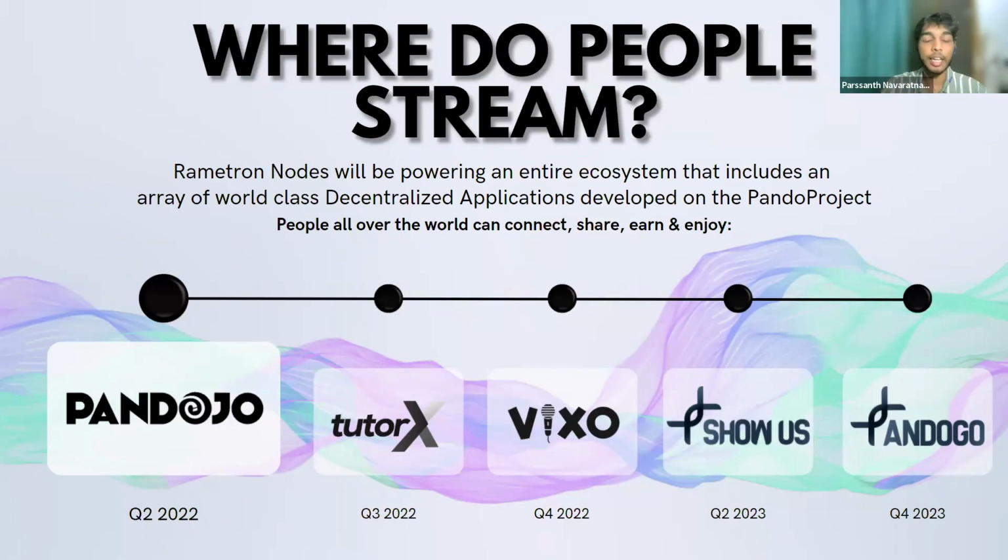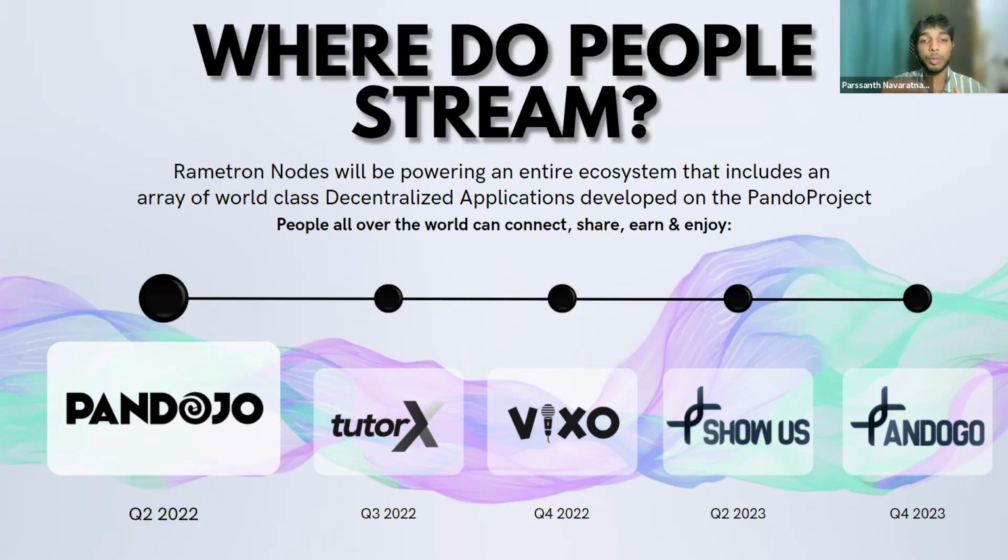You see, the Ramatron nodes will be powering an entire ecosystem that includes an array of world-class decentralized applications developed on the Pando project, so people all over the world can connect, share, earn, and enjoy. As you can see, this is our first application. It's called PandoJo, which we'll be talking about later. This beautiful application right here is already out on Android. It's officially out on Android.